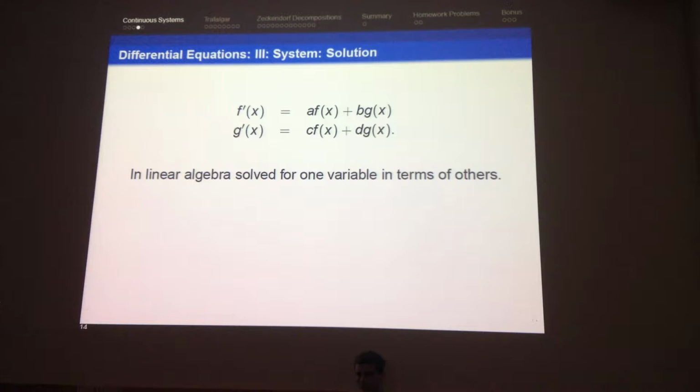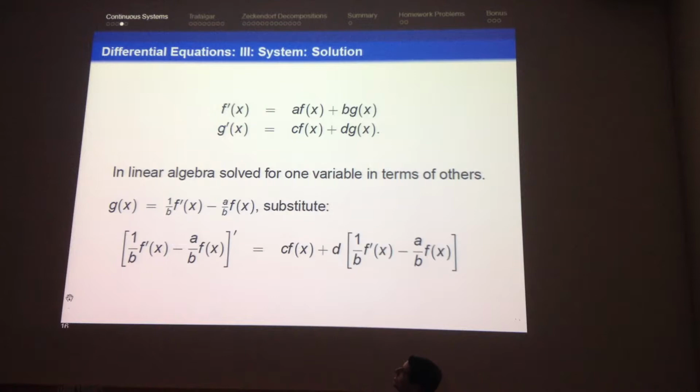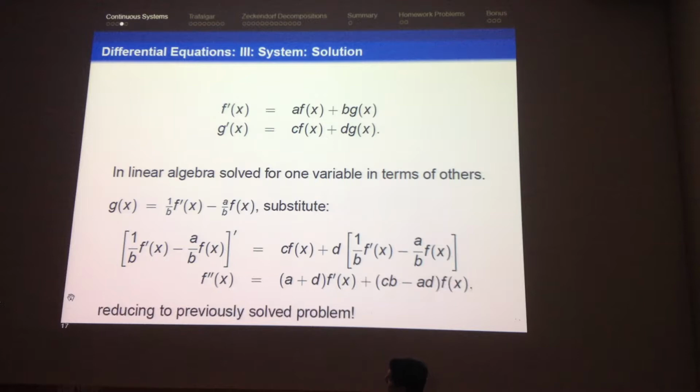Let's write g in terms of f and make f the fundamental function that we're looking for, because we like to use f first. So I'll take the second one and write g in terms of f prime and f, and now that I can write g in terms of f prime and f, I can substitute that into the second equation, and now I get an equation just involving f, f prime, and f double prime. So I get f double prime of x as mess times f prime plus mess times f of x. We reduced it to a previously solved problem.